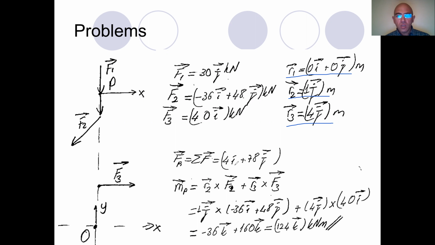Now, if I do the calculations, if I sum up all the forces, minus 36 plus 40 will make 4i vector. Now, the second thing is in the y direction, I have 30j and I have 48j here. So the resultant is 78j, and the unit is kilonewtons.